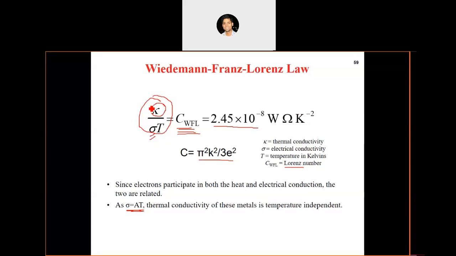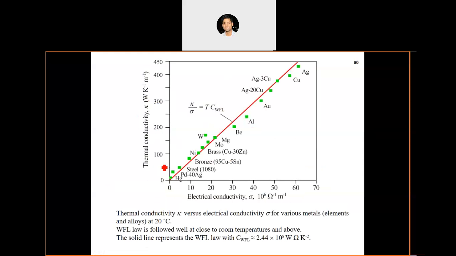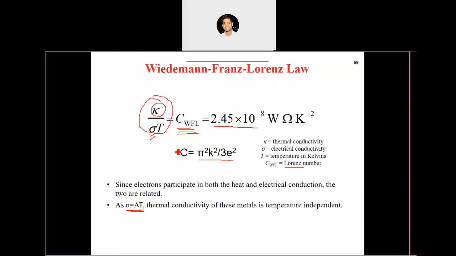Thermal conductivity of metals should be a constant. I will correct this mistake here. It should actually be 1 upon 2. And this is what we are showing in this plot also, that when we plot thermal conductivity versus electrical conductivity, it is a constant. We are plotting this relation, k upon sigma T is equal to C_WFL.